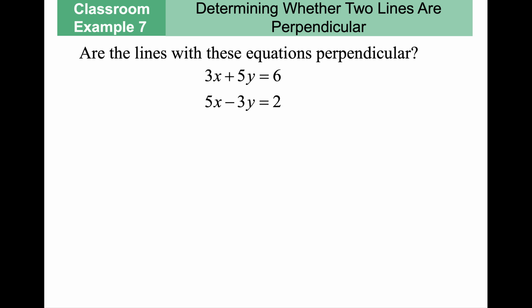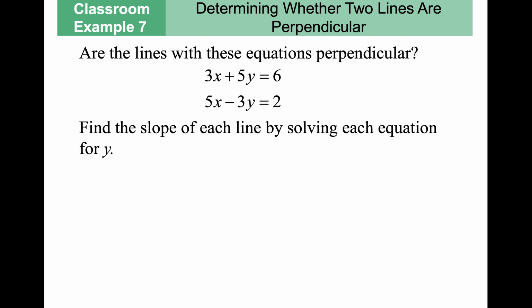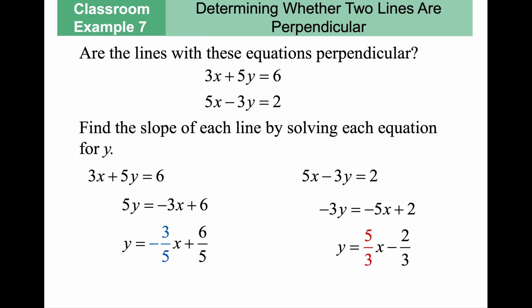So if I'm asked if these two are perpendicular, first I'm going to find the slope of each line. Let's do it by solving for y. So I will solve each equation for y, and I look at the two slopes. I have -3/5. The opposite sign is positive, so far we're good. If I flip 3/5, I get 5/3, so then we have the slopes there. So these two lines are going to be perpendicular.